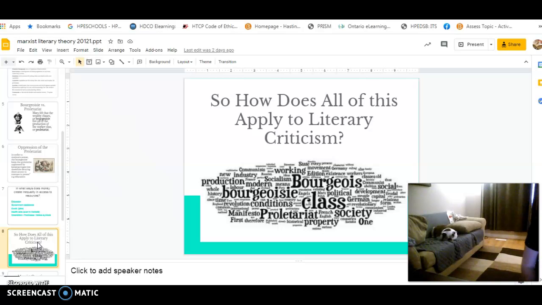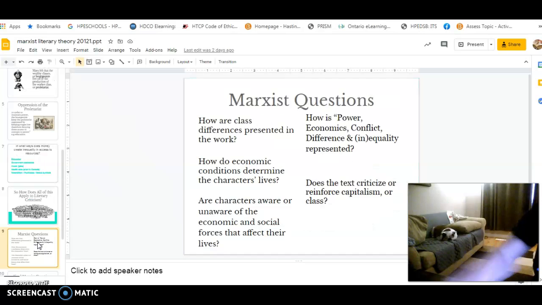So, when we take all of these concepts, the idea that there is inequality between the working class and the wealthy, what does that mean for studying literature? Just as we did in feminism, there are questions that you would want to ask. These questions will help us when we're going through the story, after we've read it and analyzed it, so that we can look for evidence and concepts presented within the text.